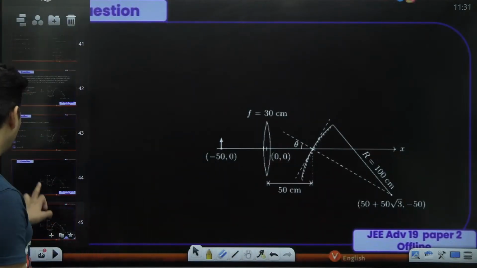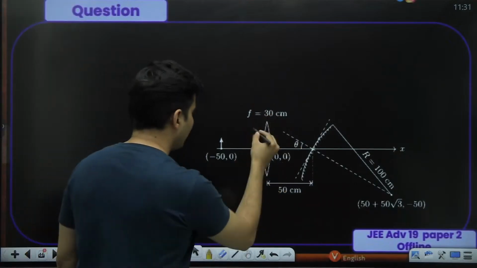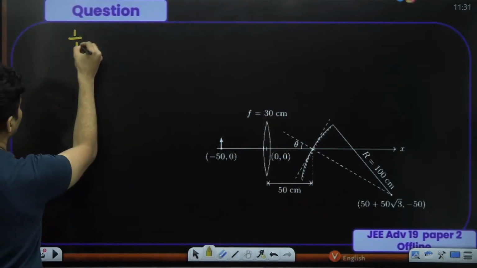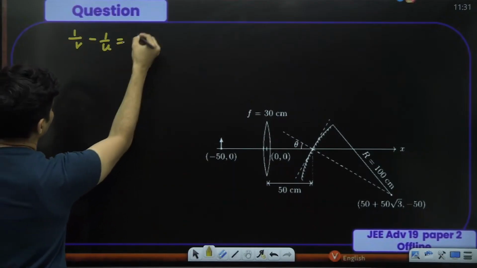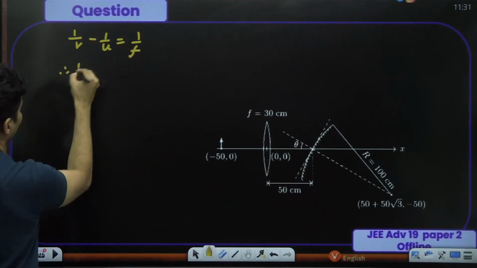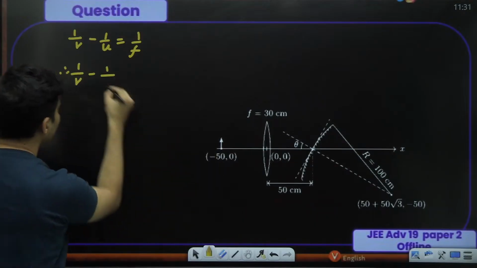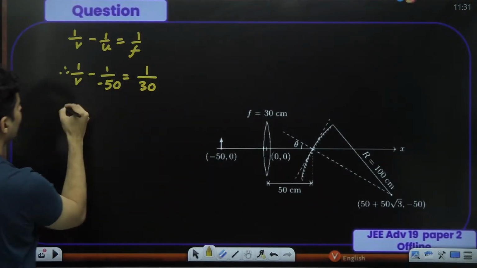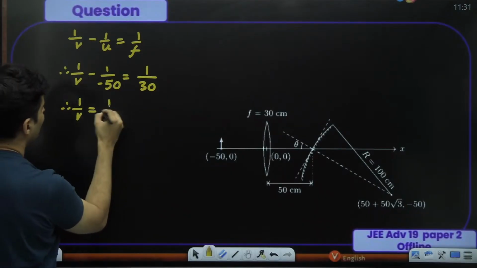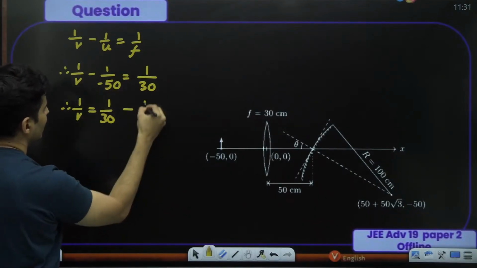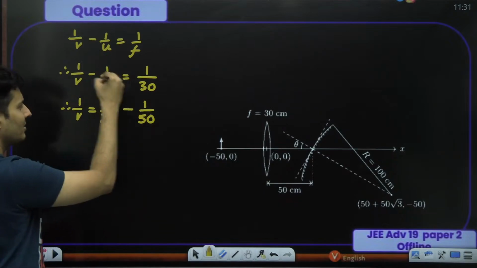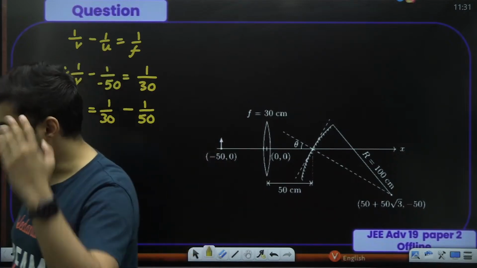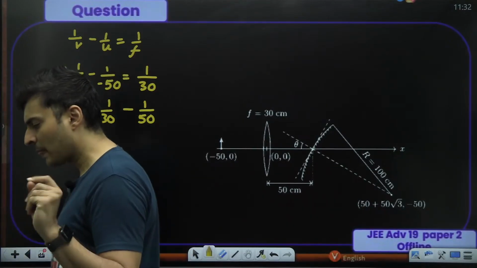Okay, observe now carefully. This particular lens will form an image given by 1/v - 1/u = 1/f. Image distance I don't know. Object distance is -50. Focal length is 30. So 1/v = 1/30 - 1/50, because minus minus is plus, goes on the other side, becomes again negative. Is that right? Okay. Perfect.